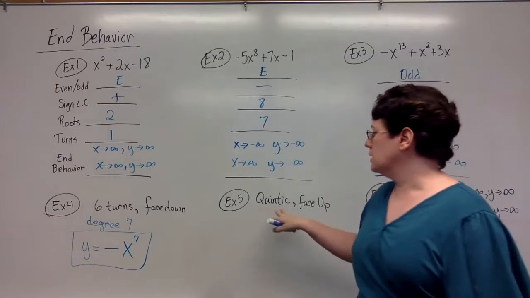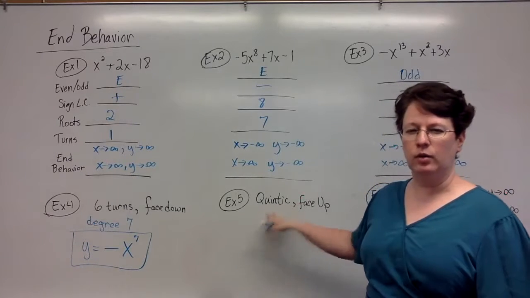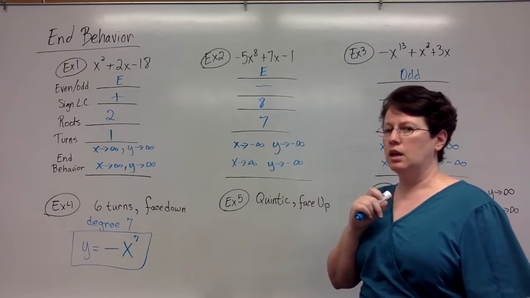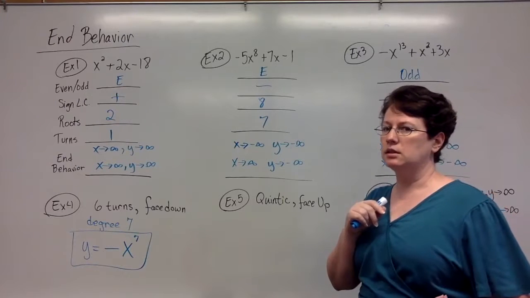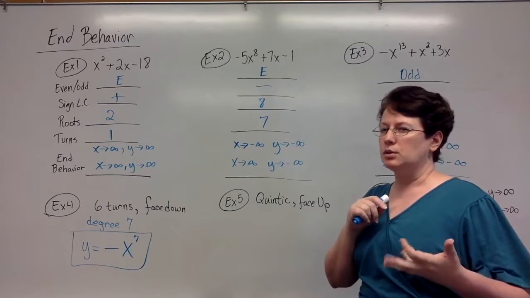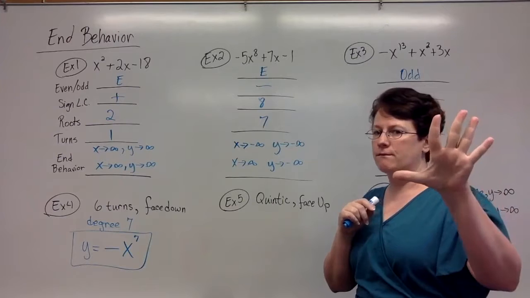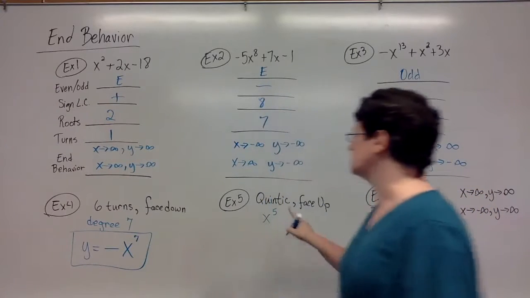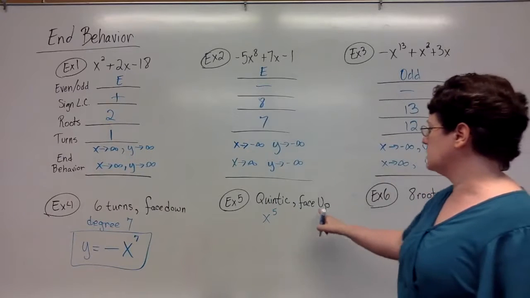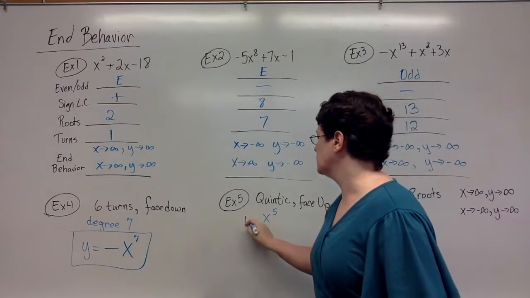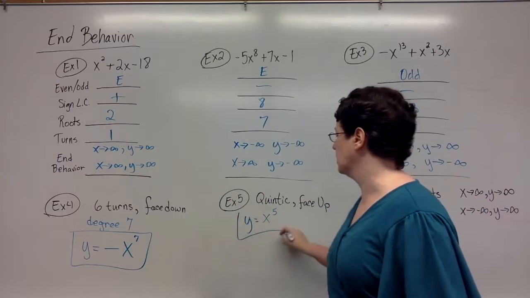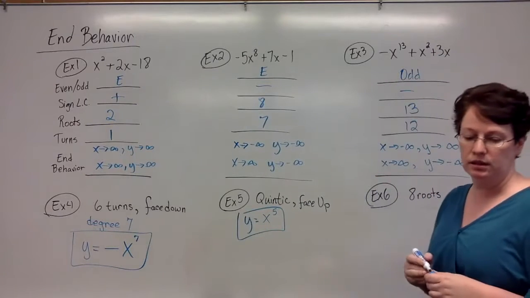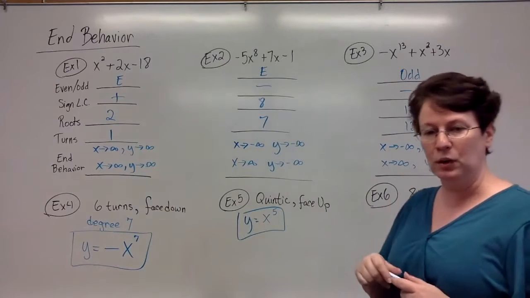Okay, example 5 is quintic. All right, quintic. What's a quintic? Now we have to go back to the previous lesson. Quintic was degree of 5. So I know this is an x to the 5th because quintic means 5. And it says up, so that leading coefficient is positive. I don't even have to put a number there. There's my quintic. Kind of cool, huh?